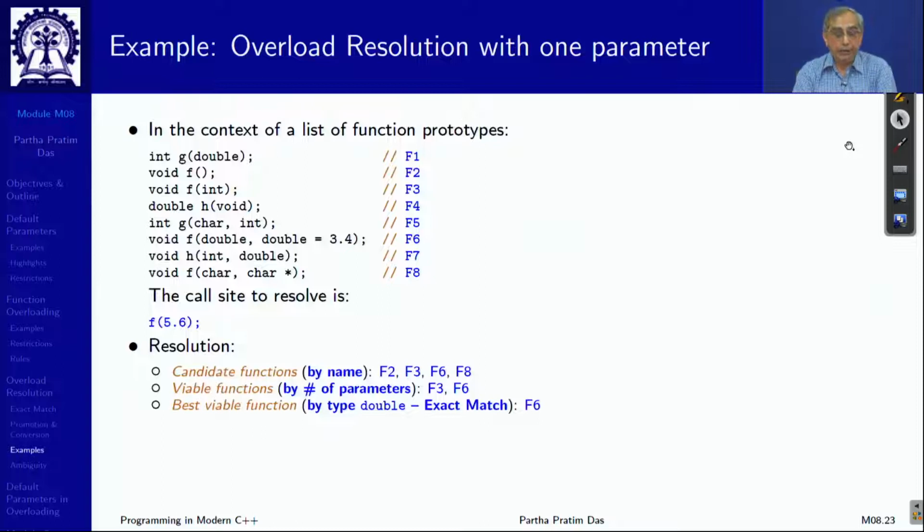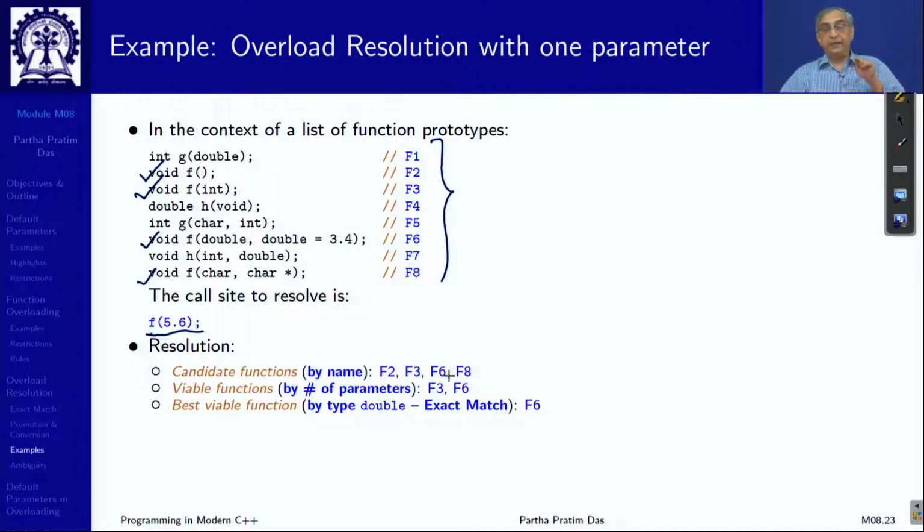So, an example to illustrate how the resolution will happen. Let us say I have a call f 5.6. It takes one parameter, and 5.6 is a literal of double type, so it expects a double type. And these are the functions available to you. First, you create the set of candidate functions, which are functions having the same name. So, f, f, f, f. These 4 are candidate functions: f 2, f 3, f 6, f 8.